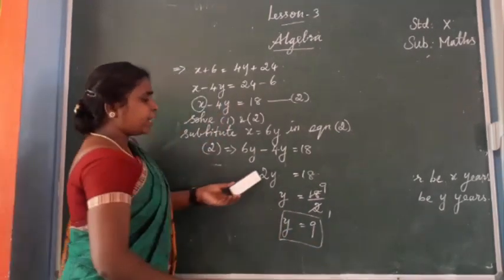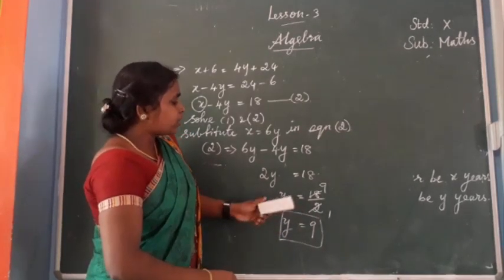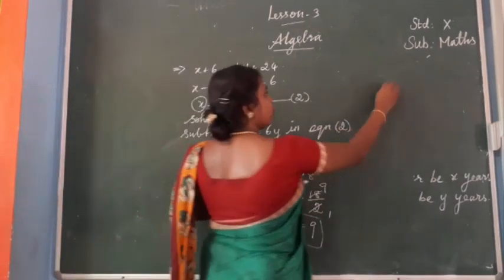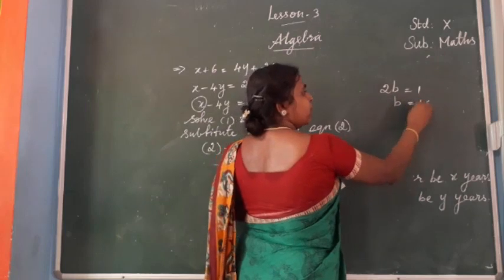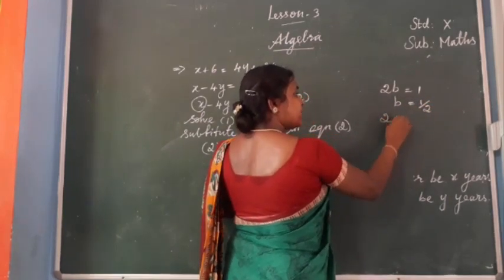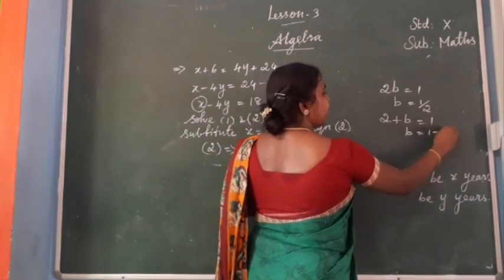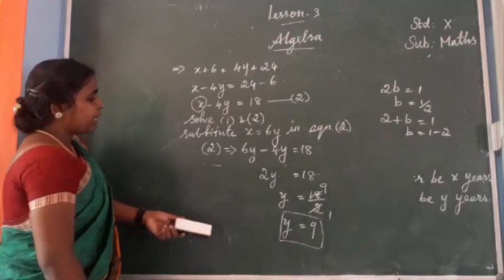When you are taking 2 to the right hand side, you have to write it in the denominator. No symbol change here because it is in multiplication form. So 2b equal to 1 means you have to write b equal to 1 by 2. 2 plus b equal to 1 means you have to write b equal to 1 minus 2. So don't forget.